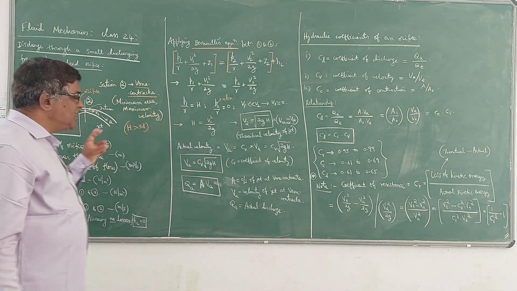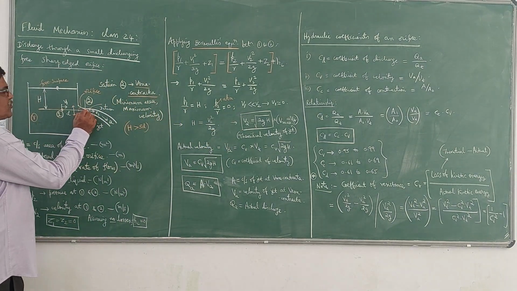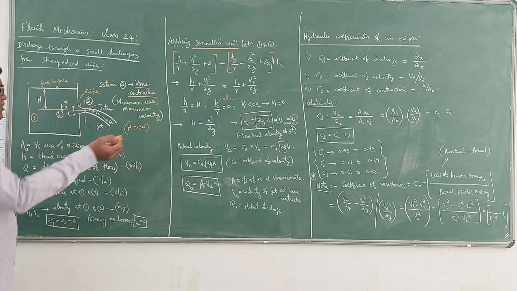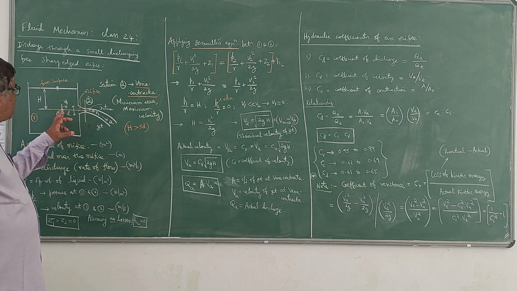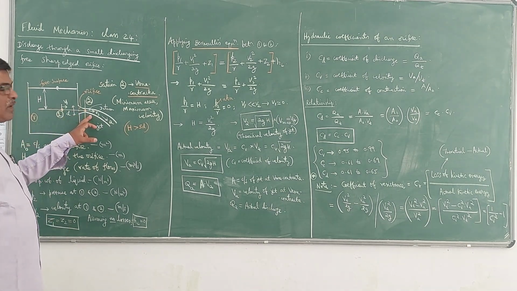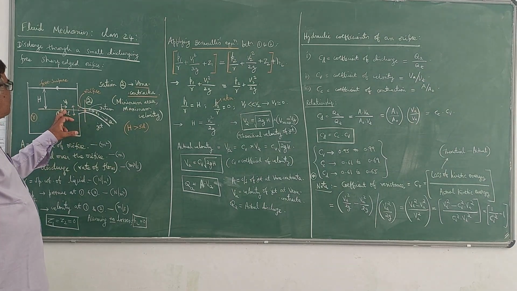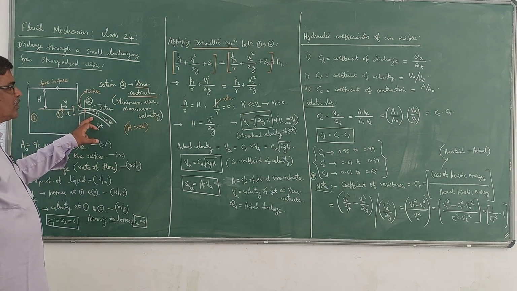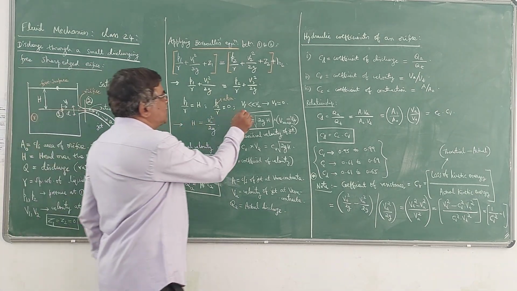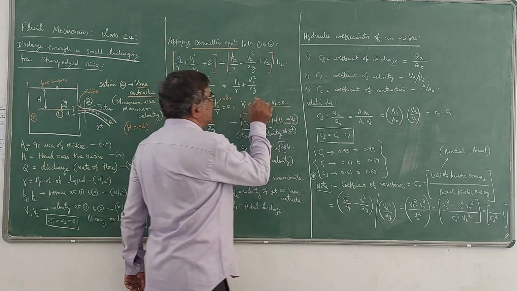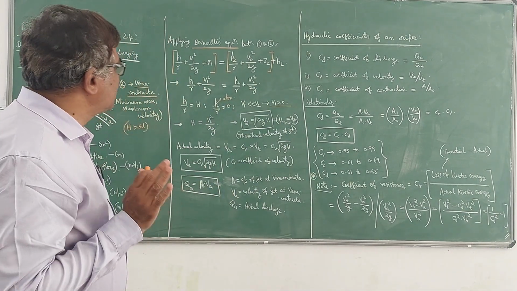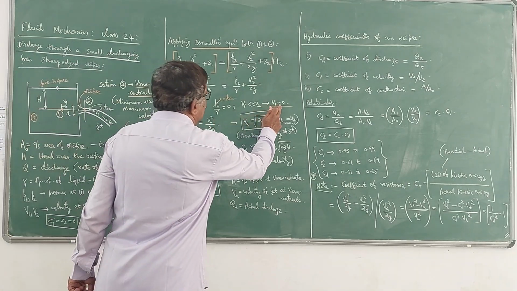Then velocity is maximum at 2. I have already told you, because area is minimum, velocity is maximum. V2 is the highest value, the maximum velocity. V1 will be very, very small when compared to V2, so the flow will be very slow here. In that case the assumption is that V1 can be taken as 0, because V1 is very, very small compared to V2.